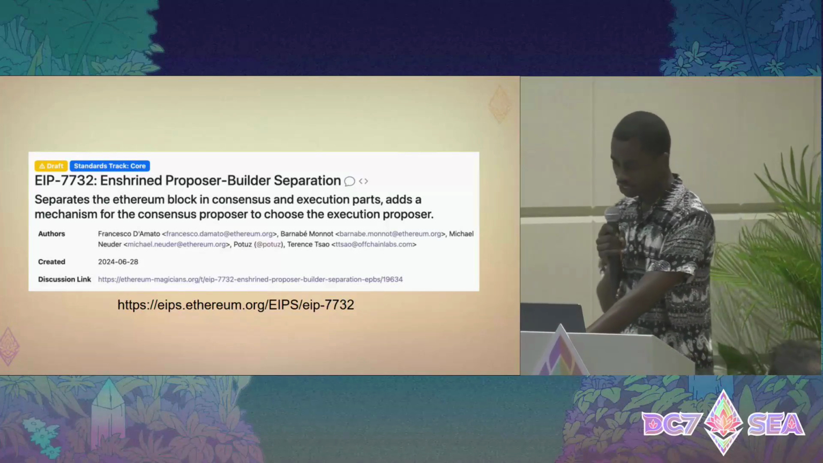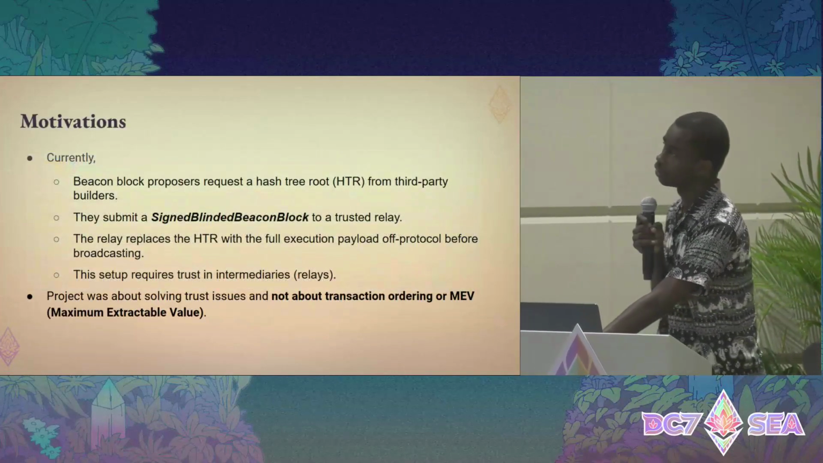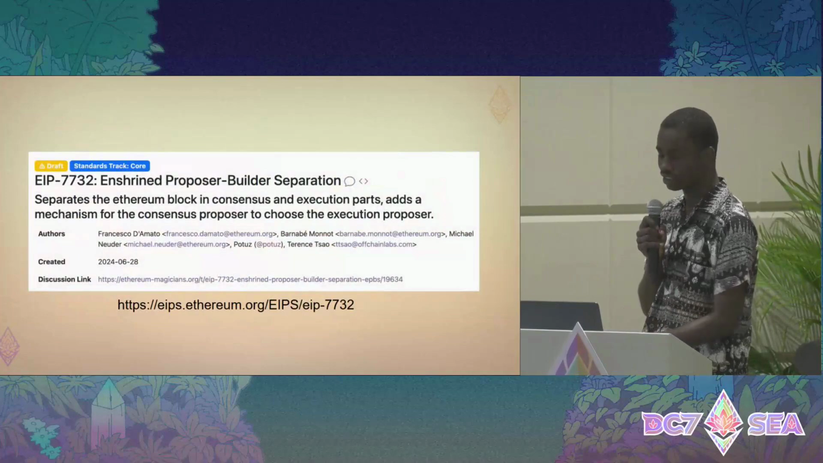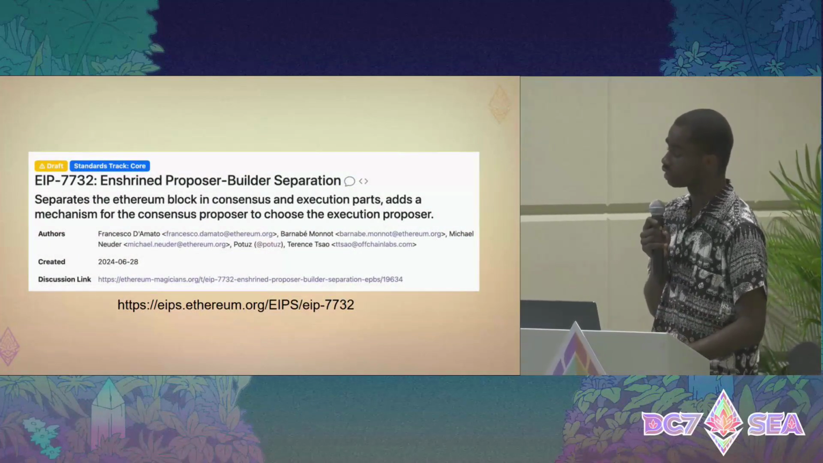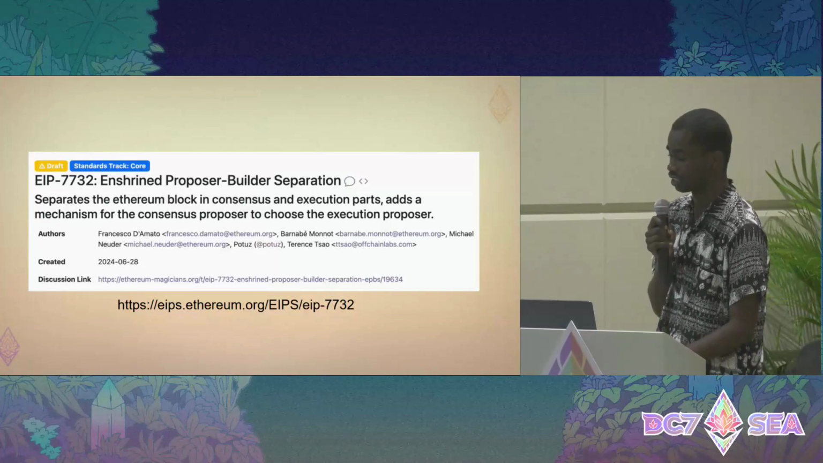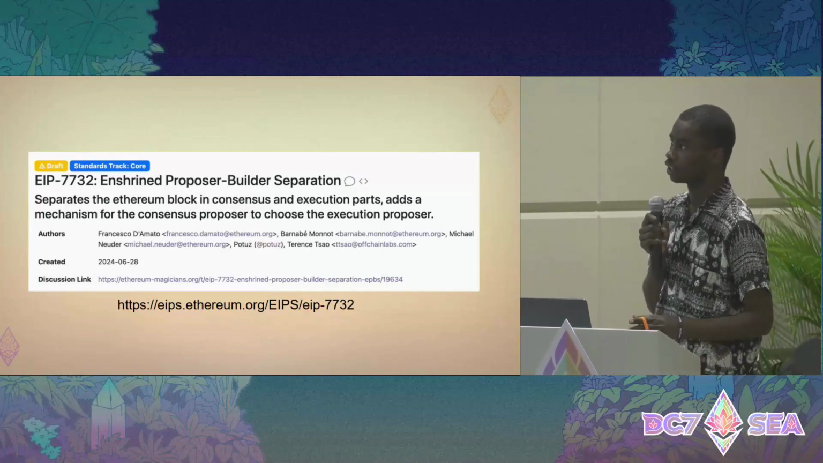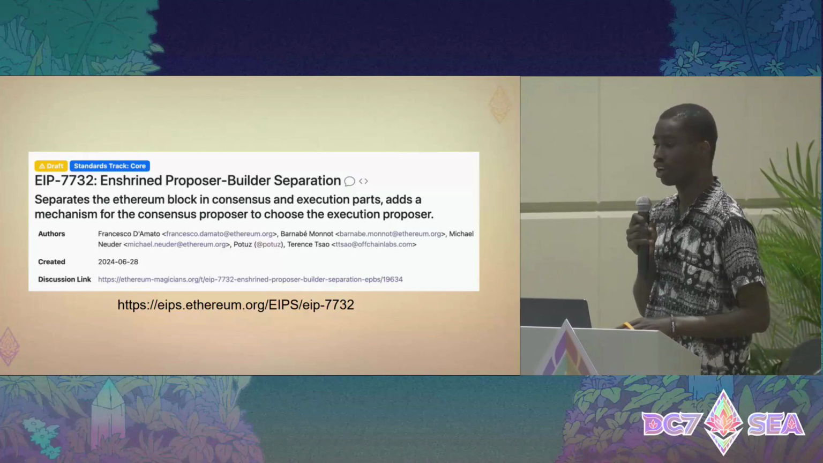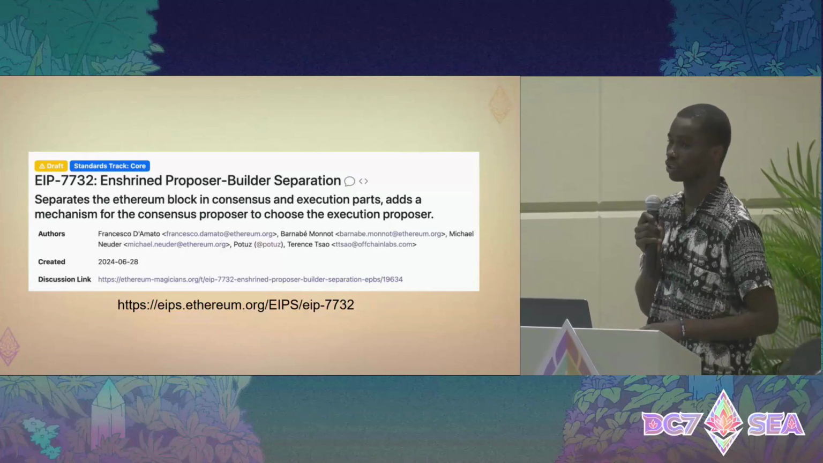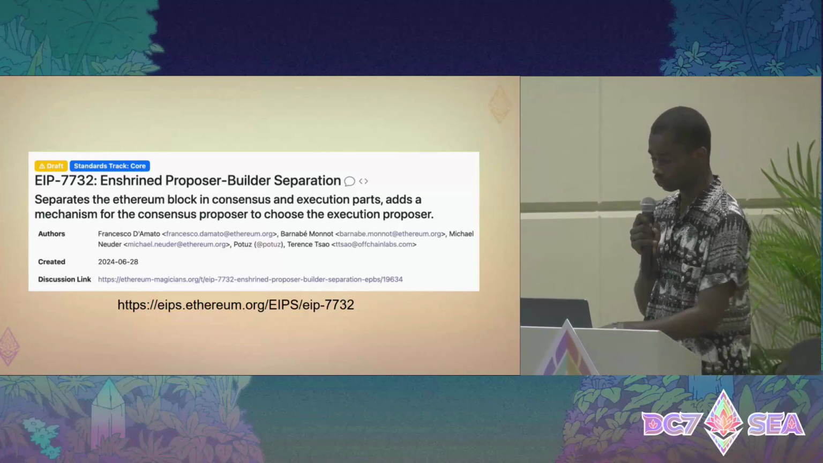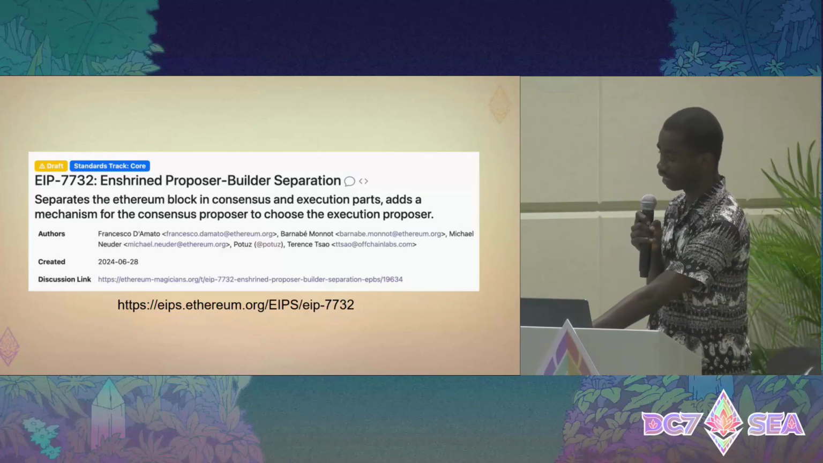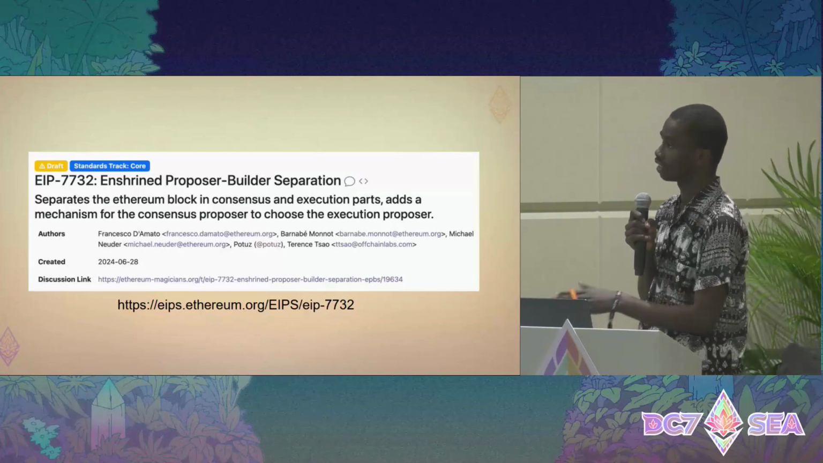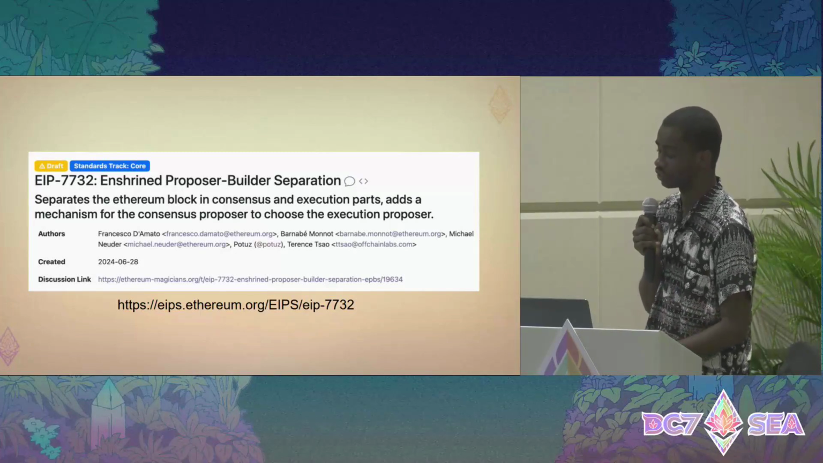What the EIP does is separate the Ethereum block into consensus and execution parts. It has a mechanism for the proposer to choose a builder on chain, or in protocol, which is currently done off protocol. So it fundamentally changes the way a block is validated by decoupling the execution validation from the consensus validation.